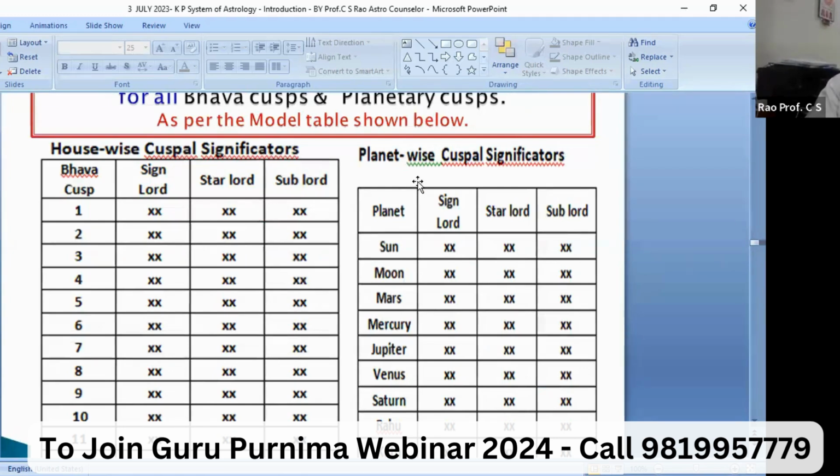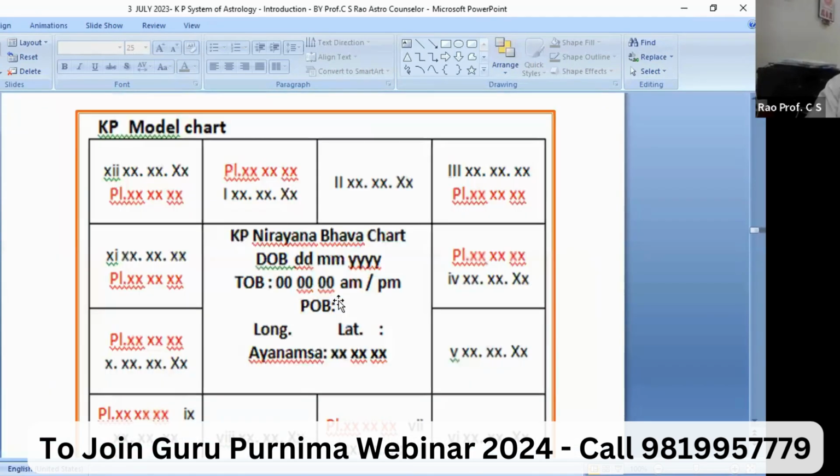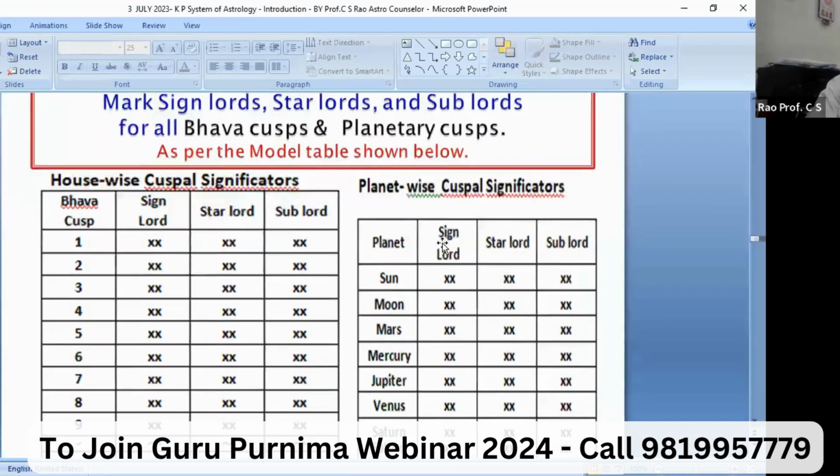Similarly, planet-wise positions. Every planet, sun, as a sign lord, as a star lord, and as a sublord. Planet sun, suppose here it is in Aries. Let us take this as the sun, planet, red mark, red color. Sun is in Aries sign, and what are its degrees, what is its star lord, and what is its sublord. You have to decide and prepare like this.